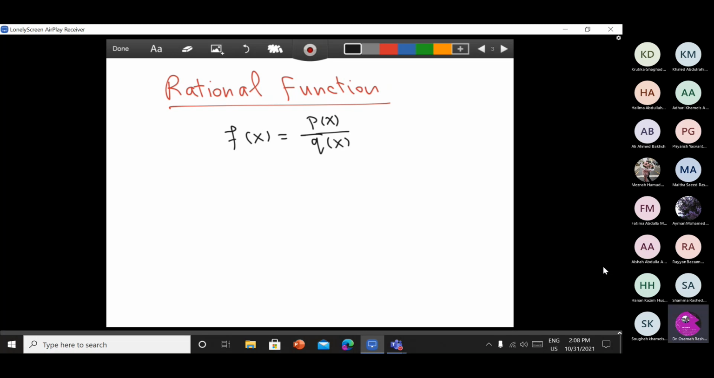Okay, this rational function has a big problem. Where is the big problem? This one. q of x shouldn't be 0. If it is 0, you will have a big problem. What else? I also have a big problem when both of them are 0, 0 over 0. This is an undefined value.